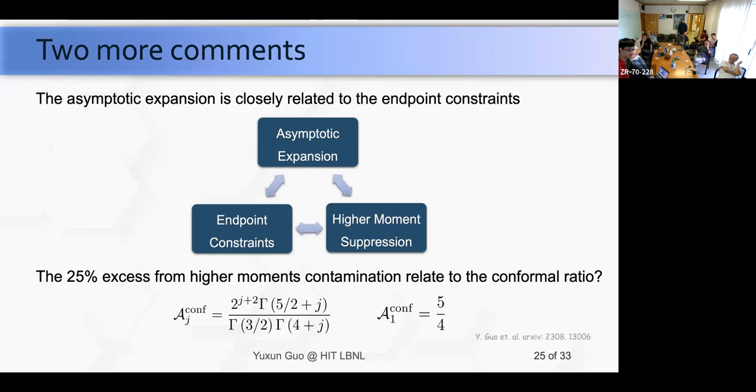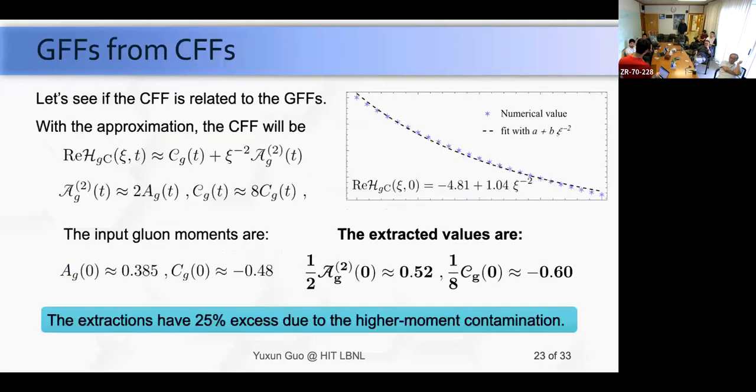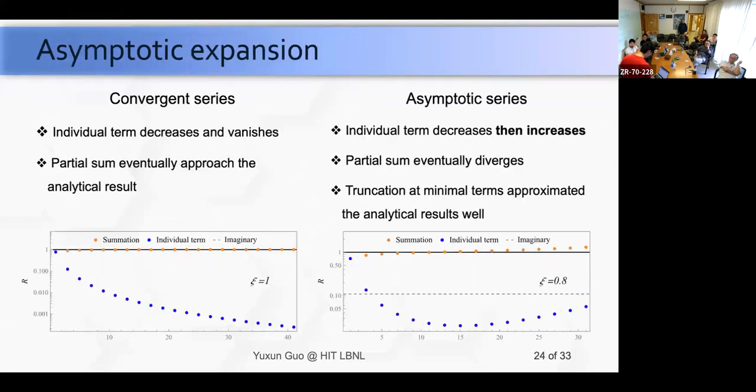The reason I'm mentioning this is that if you remember, our previous extraction shows that this is exactly 25% more than that. If we take that 25% into account by assuming that this is conformal moments, this extraction is actually pretty close to the input value. So it's actually a very good improvement, but still, in general there will be higher moment contamination.